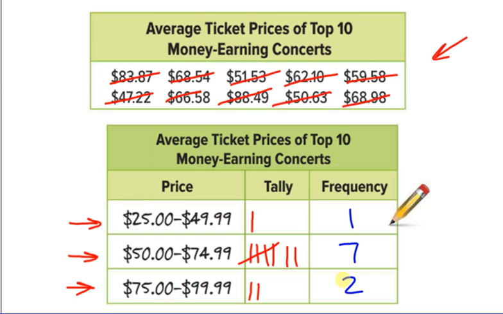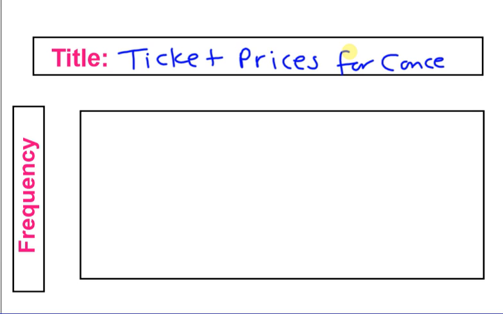The harder part is taking this information and making it into a histogram, which is exactly what we're going to do next. So I have a blank histogram here for you. We're going to put our title. So we're going to do ticket prices for concerts. And you can get creative with your title. You don't have to have the exact same one as mine. What's important is that it somehow explains the information that's going to be in your histogram.